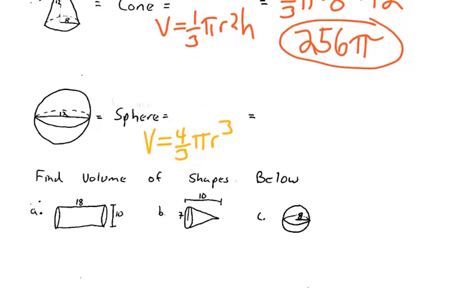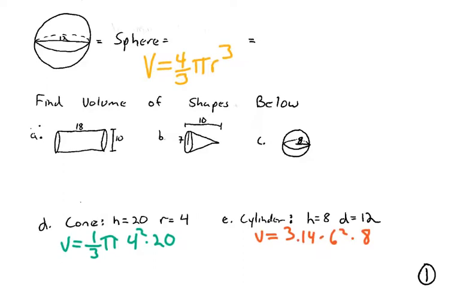Okay, taking a look down at the sphere. The sphere has the formula 4/3 pi r cubed. So let's go ahead and do this formula. So it's going to be 4/3. And I'm going to leave pi as is.